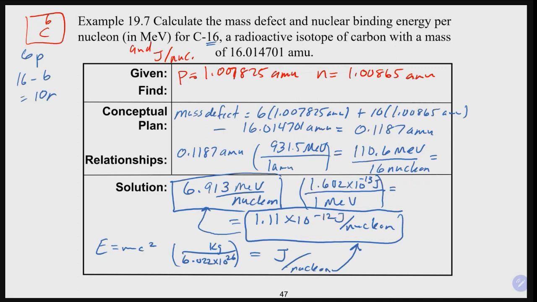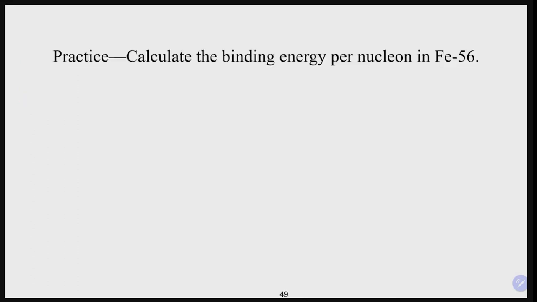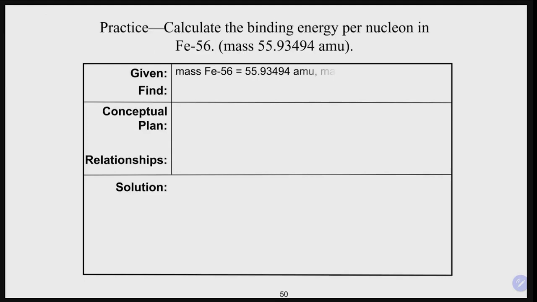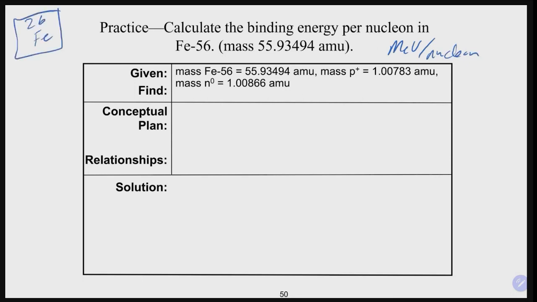All right, one last one to finish out the day here. Last example, yes. All right, let's do it. Here we go. We'll use those numbers there. Calculate the binding energy per nucleon for iron 56. We'll just do mega electron volts per nucleon here to finish it up. And iron, I think, is still 26 on the periodic table, I hope.